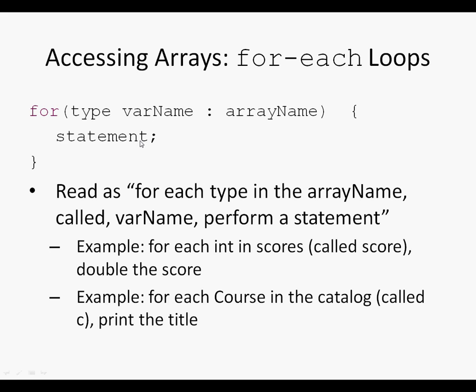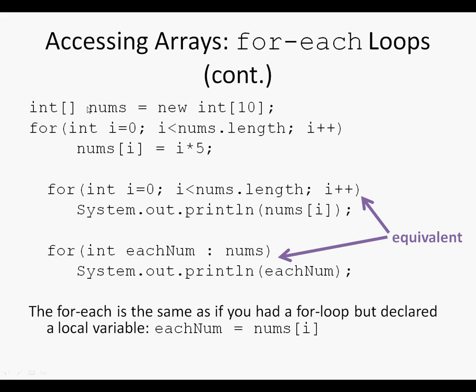So the way we read this is we say, for example, for each int in scores, or for each course in a catalog. That's why it's sometimes called a for each loop, because the way it's read is that you're doing something for each value that's of this type. Okay. So here's some examples.